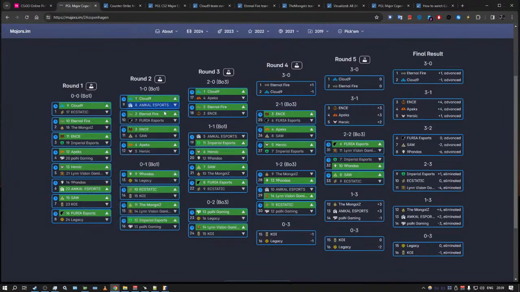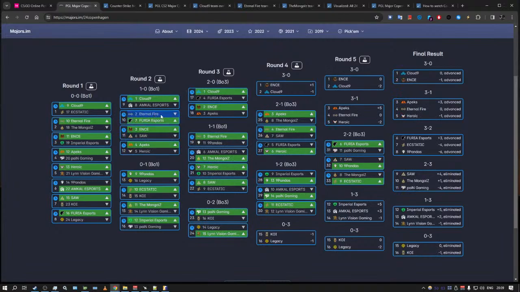Then at round 2 we have Eternal Fire and Furia. Furia always plays such a weird game that they can catch people off guard essentially. And versus Eternal Fire, I think they have a really strong chance to beat Eternal Fire. Ants versus Saw were looking pretty good, to be honest. Probably I would still side with Ants a little bit, even though they were pretty shaky recently. But let's pretend like that. Apex Heroic, I would probably even side with Heroic a little bit. But I think Furia would beat Eternal Fire.